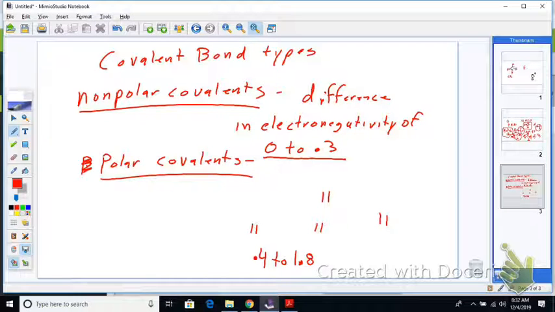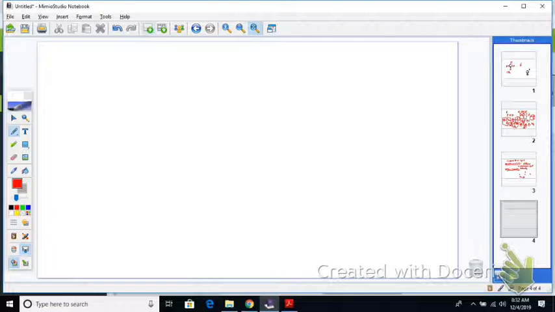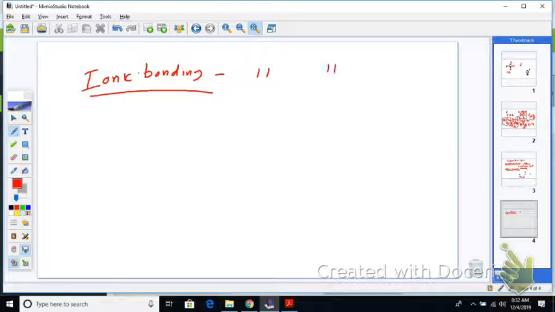Okay? The third one we've already discussed, and so I'm going to have you write a third one down, and this is the one we called ionic. Remember we said that was probably between a metal and a nonmetal. Okay? So on that one, it's going to be a difference of electronegativity of greater than 1.8.